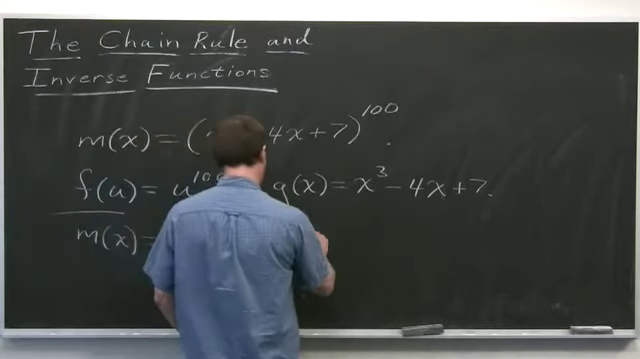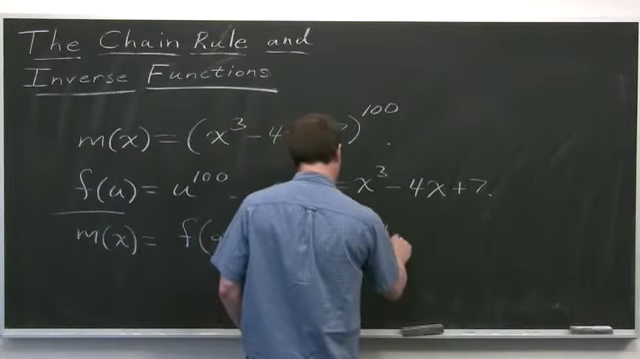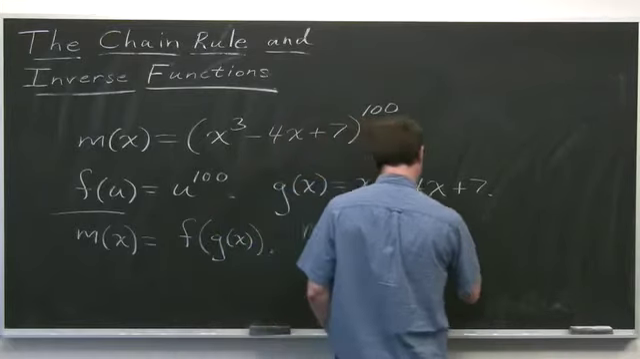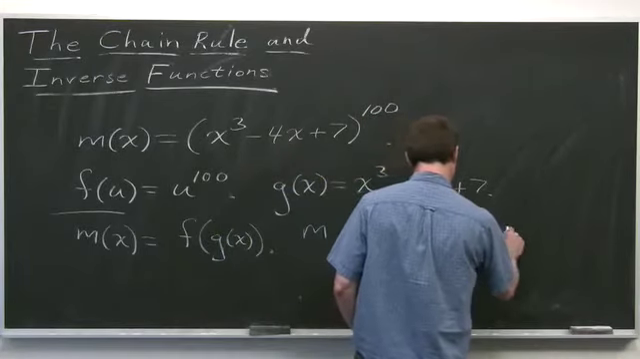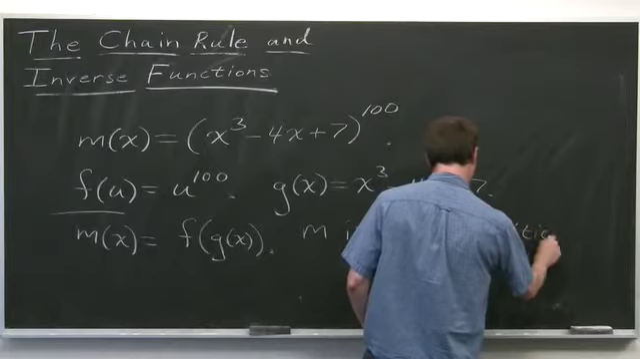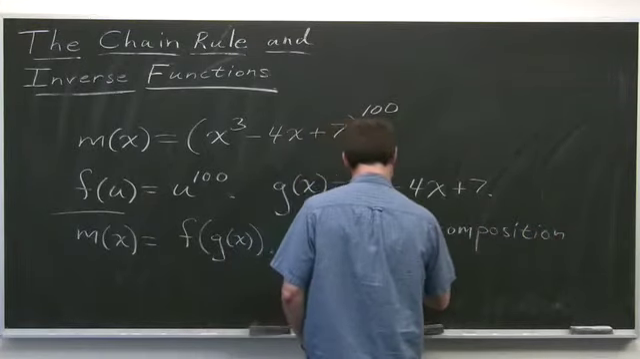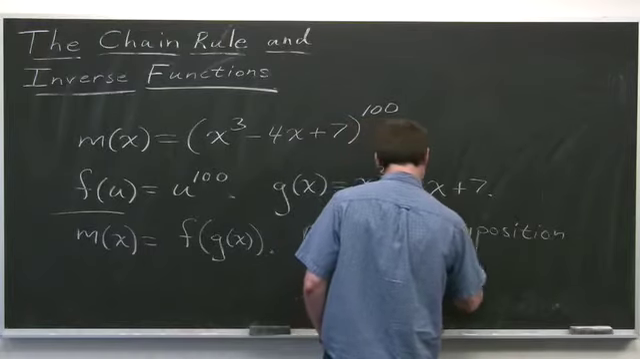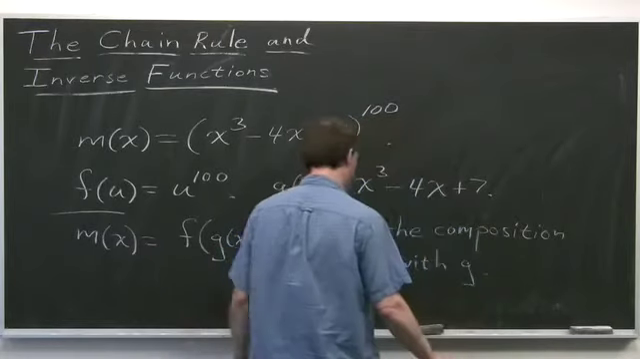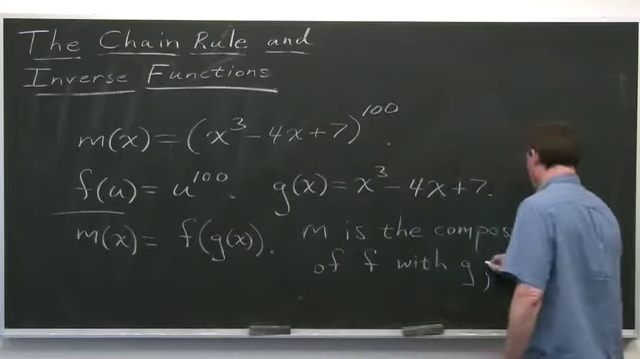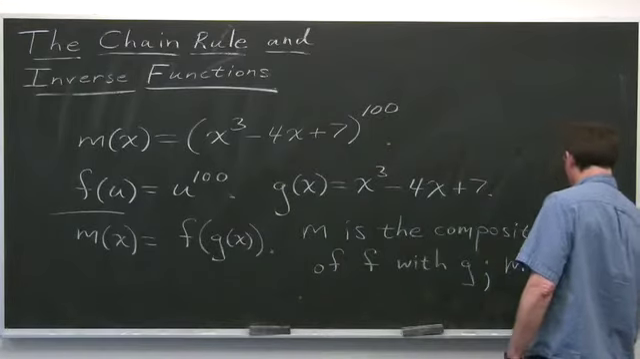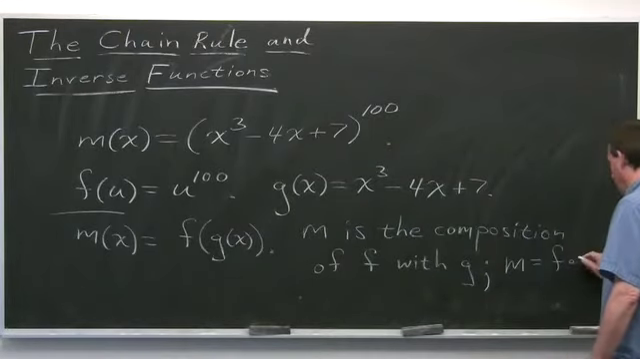So this is m, the composition of f with g. The notation for it without the x's in it, we write m is f and then a little circle, f composed with g.